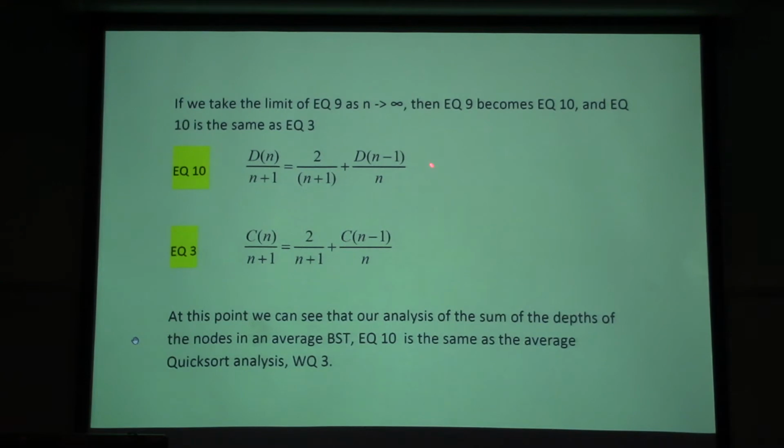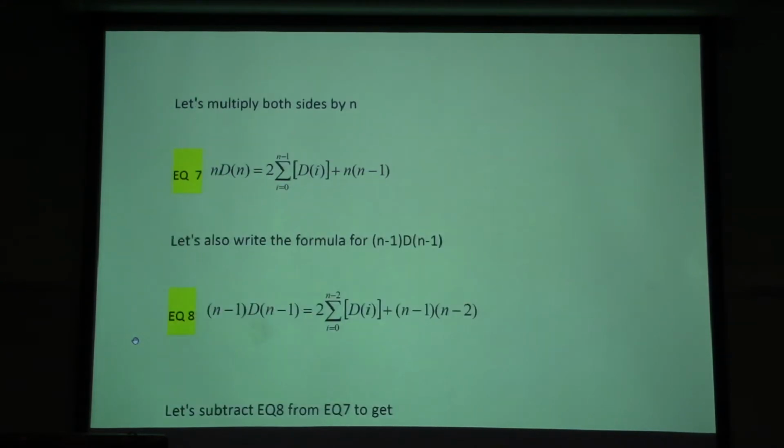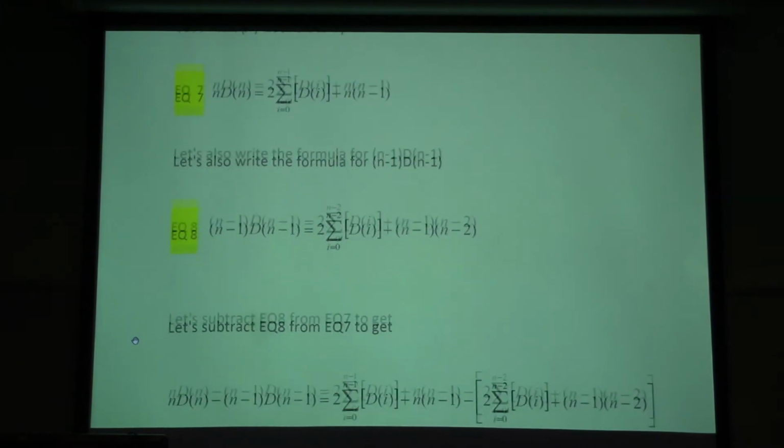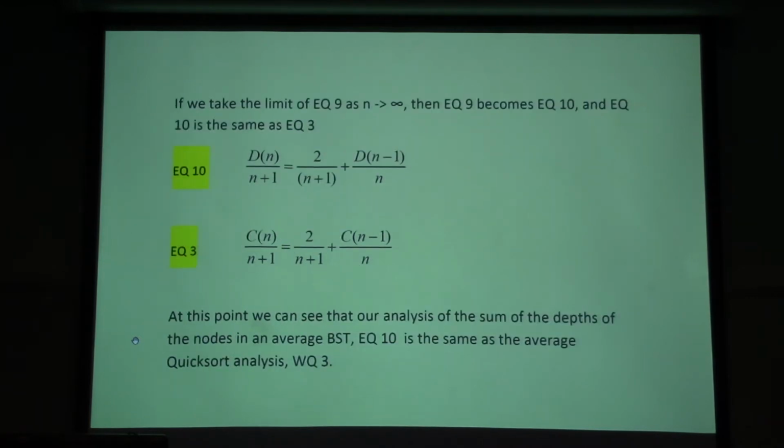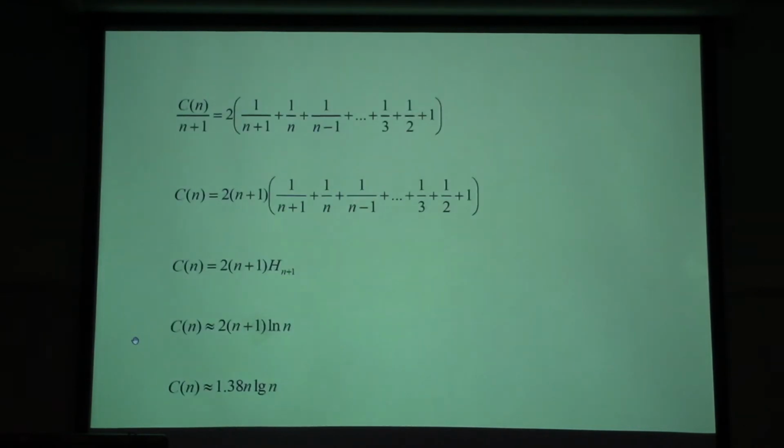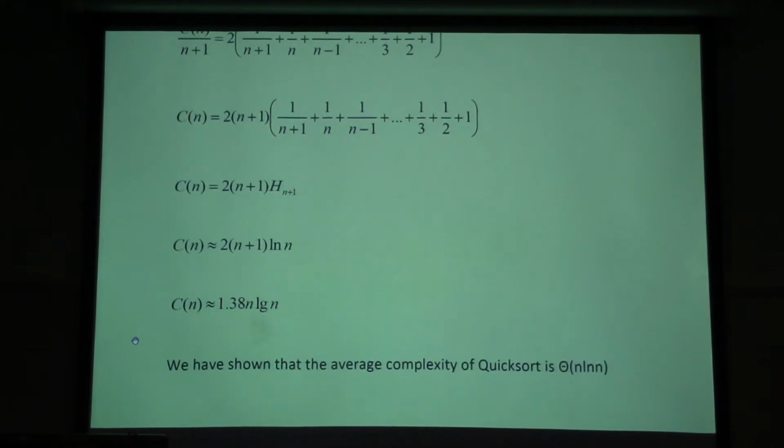Notice that this equation we have here can be compared exactly to the same equation we had with quicksort, the comparison quicksort. So at this point, we can see our analysis of the sum of the depths of the nodes in an average BST. Equation 10 is the same as equation 3 in our previous analysis. So what does that mean? It means that when we solve for d of n, we finish the same way, and we will find that d of n is equal to 1.38 n lg n.